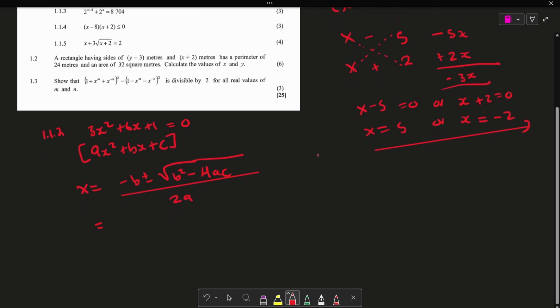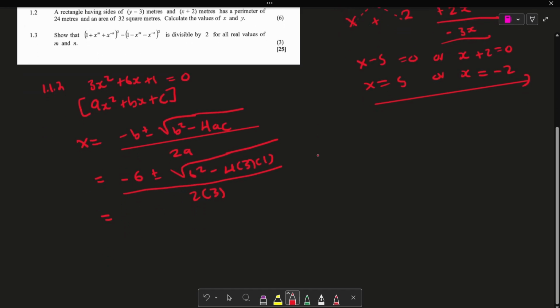In our case, our b is 6. So we're going to have minus 6 plus or minus the square root of 6 squared minus 4, where a is 3 and c is 1, and then all over 2 times 3. Then we'll just punch our calculator to get the solution. It's easy and straightforward. I hope you have your calculator on your side there.